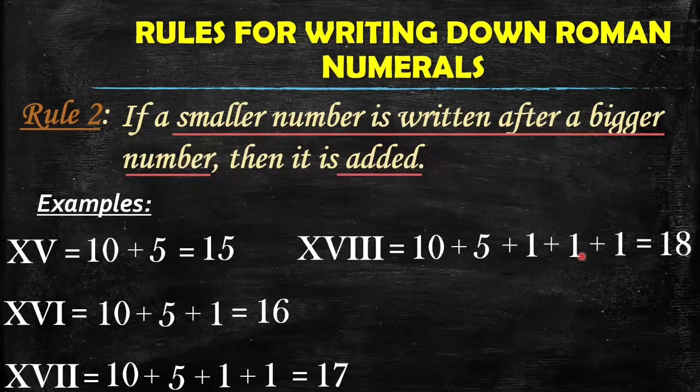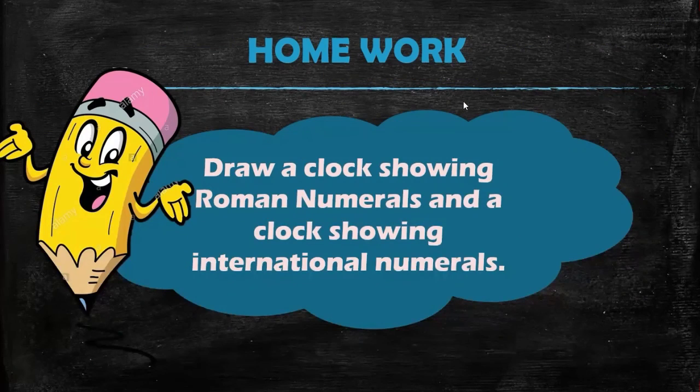Okay children, so in today's class we studied rule 1 and rule 2. In the next class we are going to study the other two rules, rule 3 and rule 4. So we wind up the class for today. Kindly take note of today's homework. You have to draw a clock showing Roman numerals and a clock showing international numerals. This homework has to be done in your rough notebook.